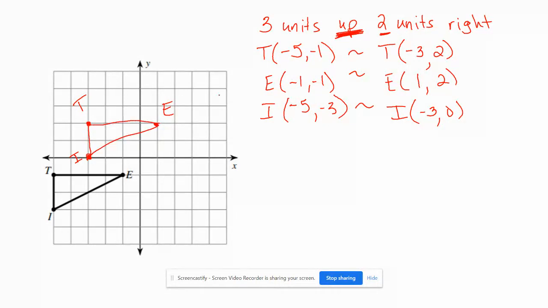So I translated my figure 3 units up, 2 units right. We could check it. Okay, I translated each one. Now, you could have just done it on the graph first and then come up with the points. You could work it either way. Okay, I like to do this and then check it. But if you want to just do your graph first and then look at your points, that'll be fine too. All right.